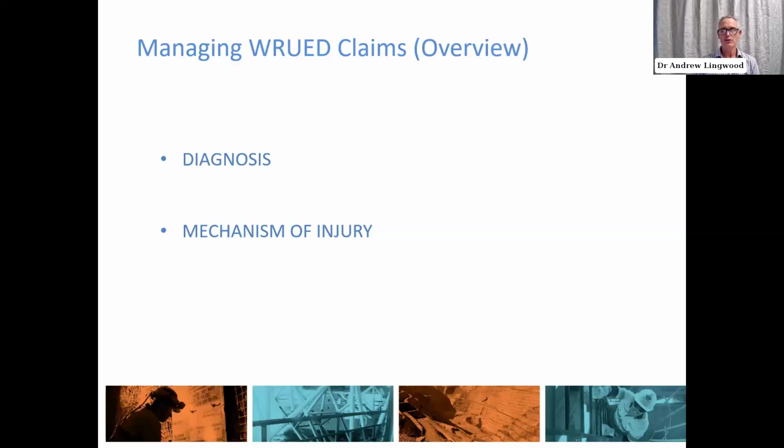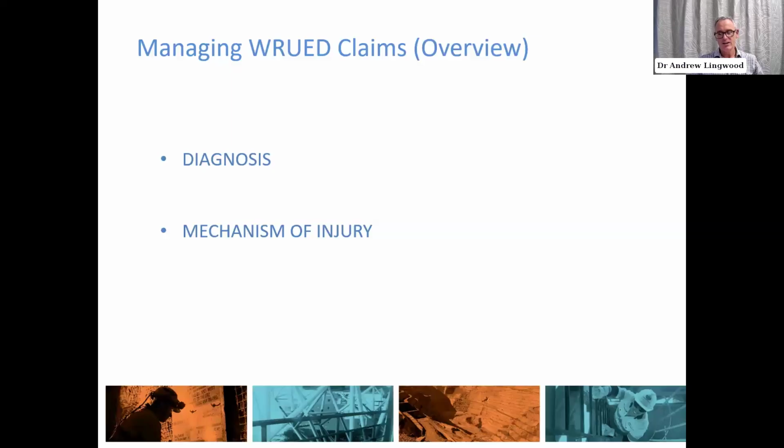It's just absolutely vital when you're managing any type of upper extremity disorder or claim, not just those as well, any sort of injury, we really need to get a clear diagnosis and we really need to get a clear mechanism of injury. These things are so important because firstly, an accurate diagnosis will guide treatment. It will guide return to work and prognosis.